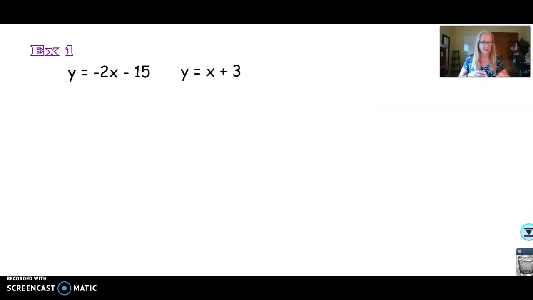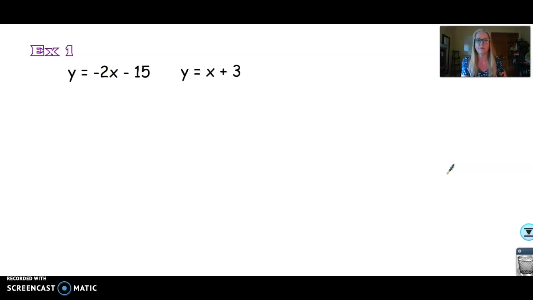This is an example of a system of equations that can be solved by substitution. This could also be solved by graphing. You can totally cheat. I have no idea what you're doing at home. You could totally go put this in on Desmos and get the answer and not do any of this substitution stuff. But next year when you get to the high school, they're going to expect you to already know how to do this, okay? So I want to go ahead and show you how to do it with substitution, and please play along, all right?